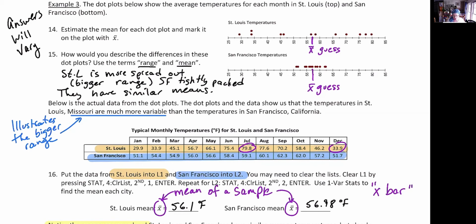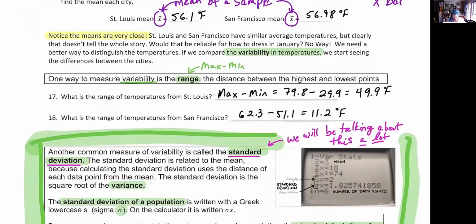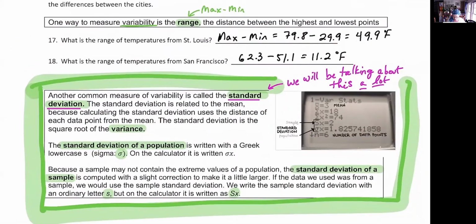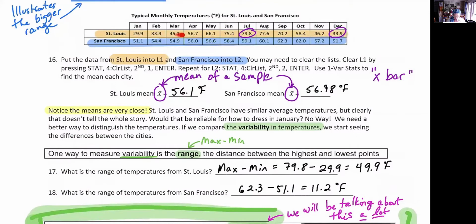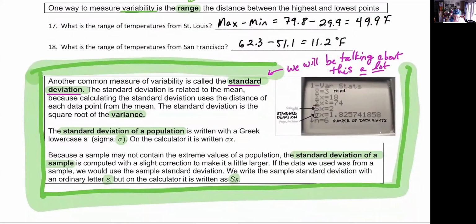The standard deviation is what illustrates this huge spread we see in St. Louis versus this compact bit we see in San Francisco. And when we figure out the standard deviation in our calculator, we put St. Louis in L1 and all of San Francisco in L2, and then we use the one variable stats. You're going to become very familiar with that. We're going to be using that a lot over the next couple weeks.